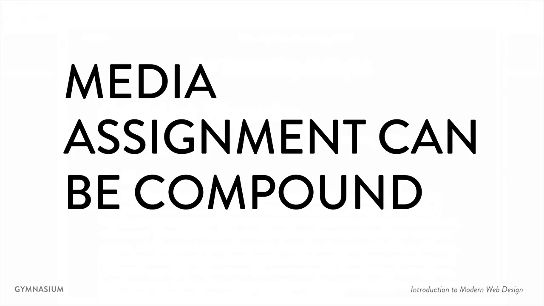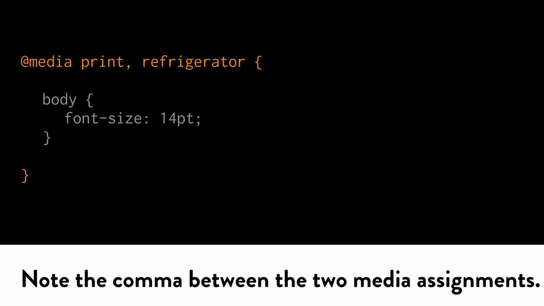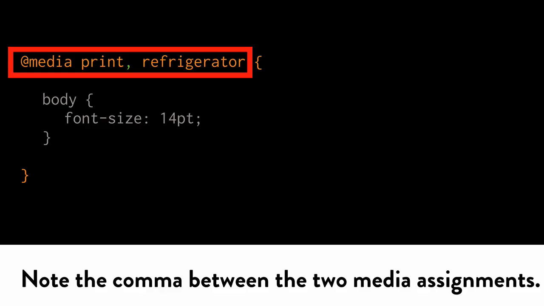With @media rules and with the media attribute, we can actually assign multiple media that we want to apply something to. And we do that using a comma. So here you see @print, refrigerator. And what's interesting about this is it looks a lot like the compound selectors that we can use in order to choose something to style, but it works a little bit differently.